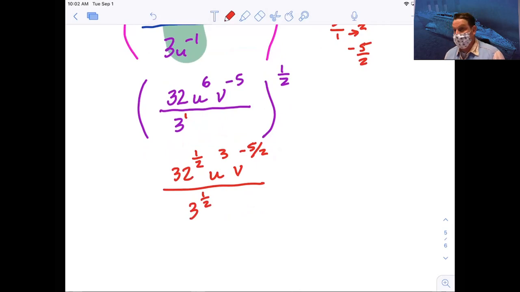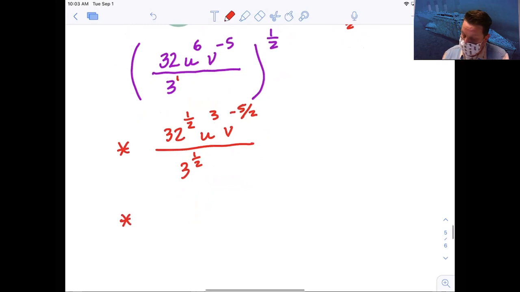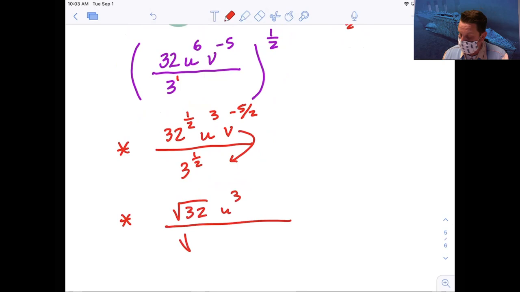Now, at this point, you can be done. 32 to the 1/2. Is 32 a perfect square? No, it does have a perfect square factor, right? 8 or 4, 16 even. But we could leave it like this, okay? So this would be one way that you could stop on a short answer, okay? On a multiple choice, though, I might go a little bit further than this. So let's just see what we could do. I could bring the V to the bottom, and I could put that as the square root of 32, u cubed, all over the square root of 3, and then I could call that V to the 5/2.